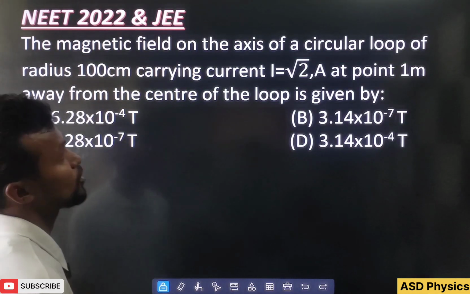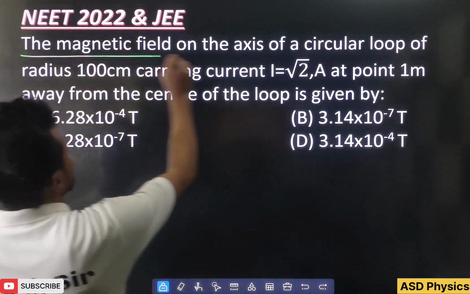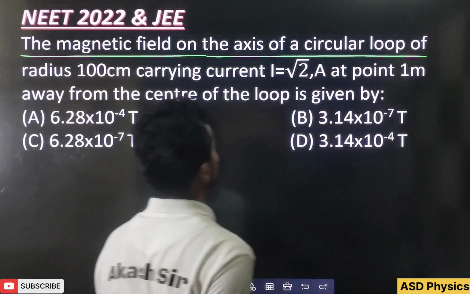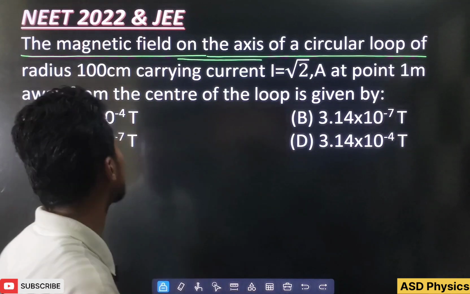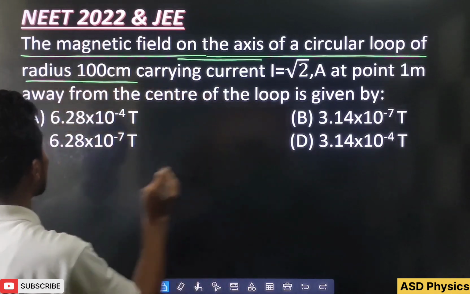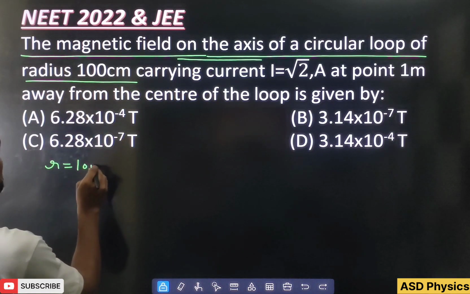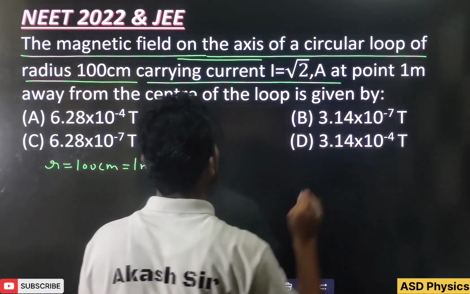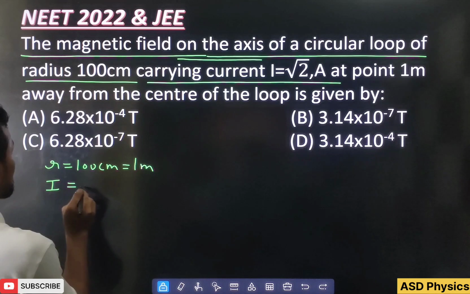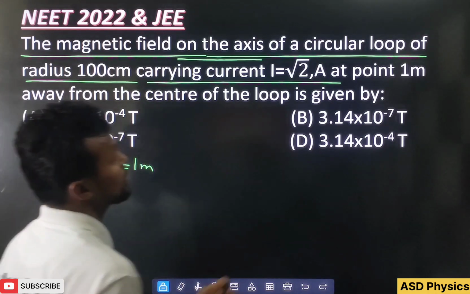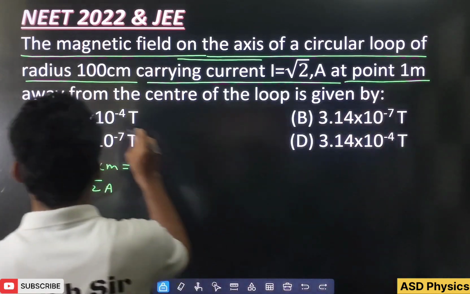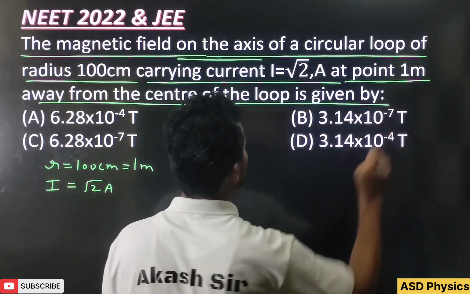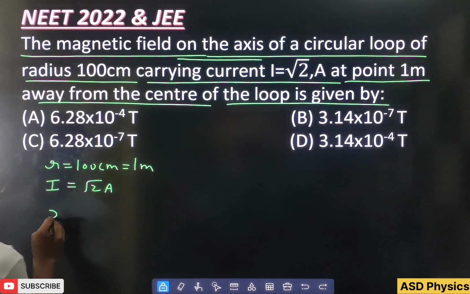The question came in NEET 2022. See the question. The magnetic field on the axis of a circular loop of radius 100 centimeter, I'll write here itself 100 centimeter, that is 1 meter, carrying current root 2 ampere. Current is also given here, root 2 ampere. At a point 1 meter away from the center of the loop. How much distance is it going away? It is given here, x is 1 meter. And they are asking the magnetic field.